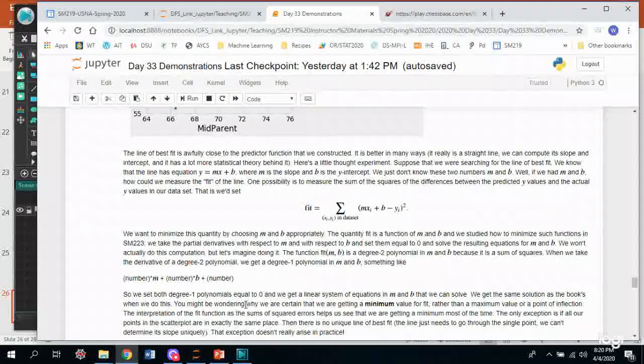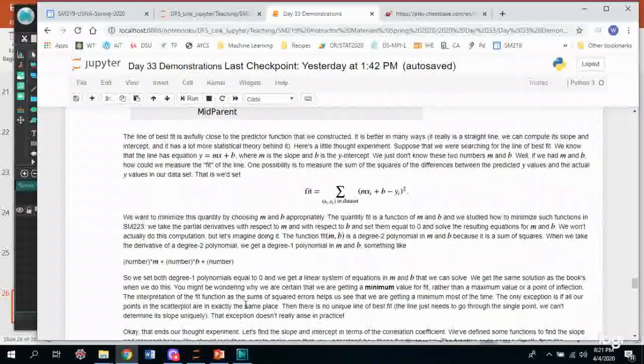There's one situation where we don't actually get a minimum. We don't get a unique line of best fit, and that's if all of the points in our data set are all the same point. In that case, you get that all lines through that data point have fit equal to 0, and so we don't get a unique line of best fit. That exception doesn't really arise in practice. Okay, that's the end of the thought experiment.